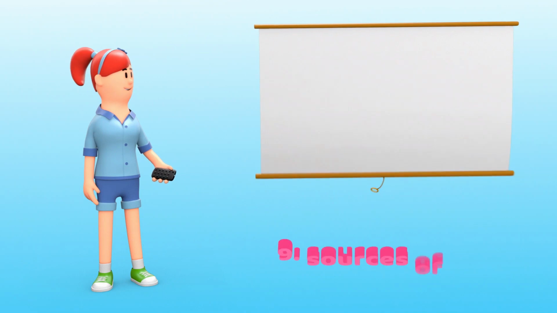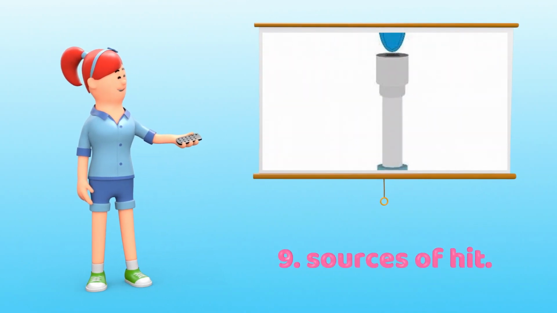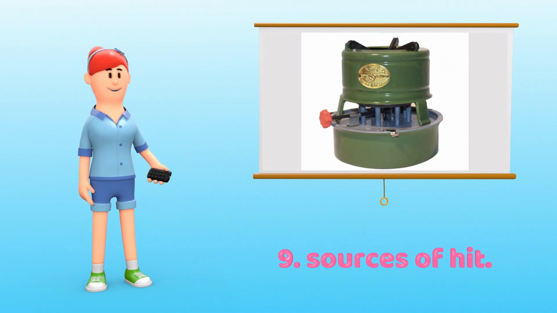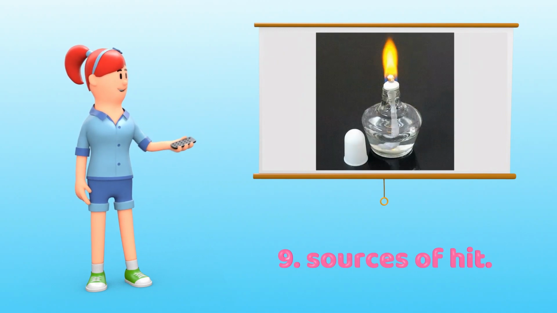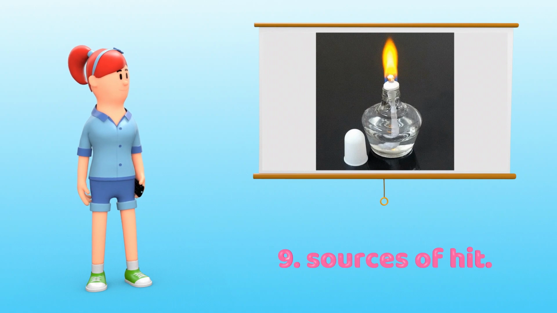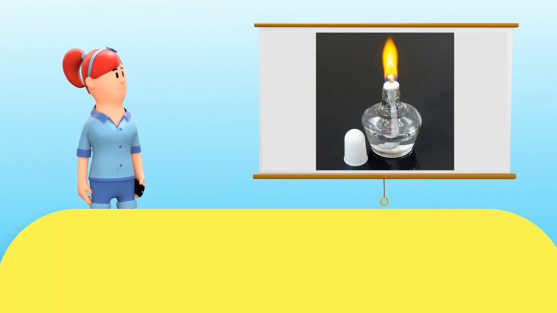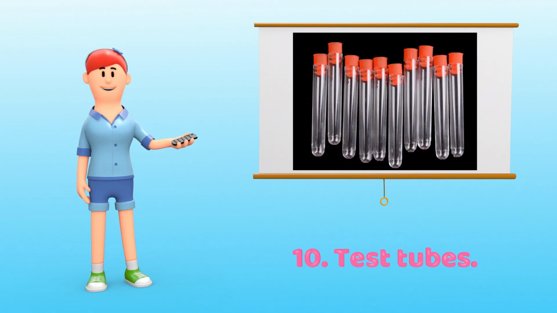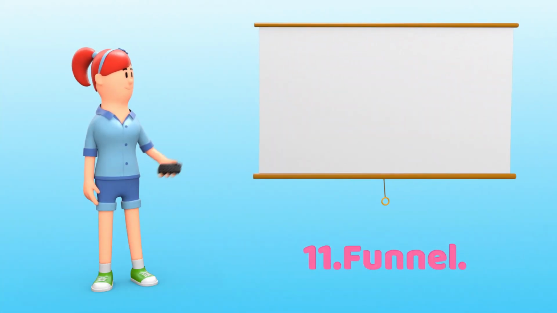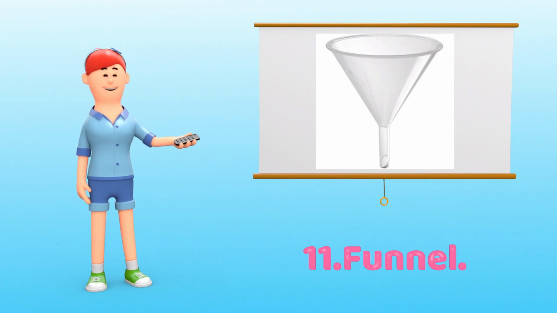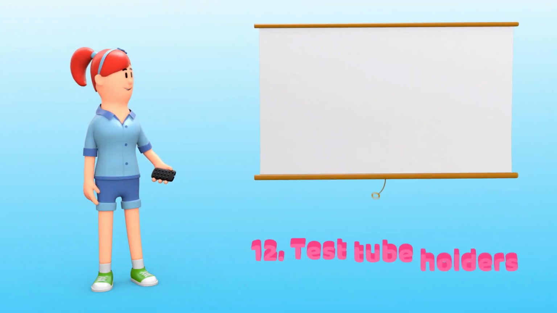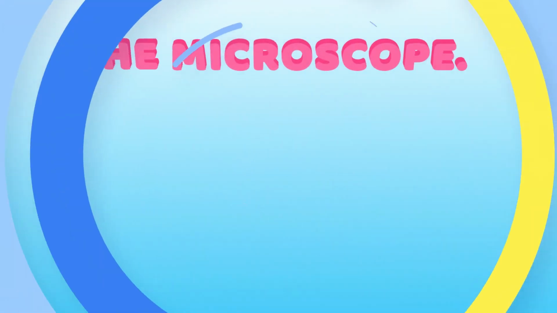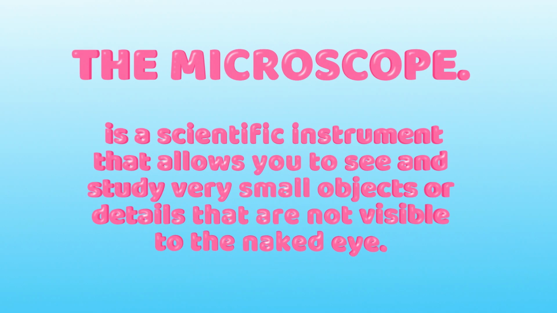Also here, we have sources of heat like Bunsen burner, charcoal burner, and so on. And again, we have test tubes. Also we have funnel. Also we have test tube holders. So now we are going to study about the microscope.